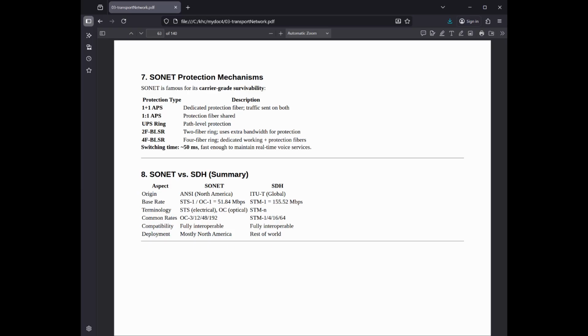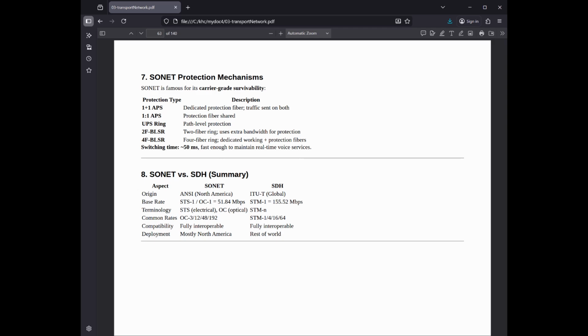The survival in specialized sectors. While the public internet has moved to 400G/800G Ethernet and OTN, SONET remains the backbone for several mission-critical environments in North America. Public safety and 911 systems. Many regional emergency response systems were built on SONET rings because of the guaranteed 50 milliseconds recovery time. Upgrading these systems is slow due to strict regulatory and safety certifications.